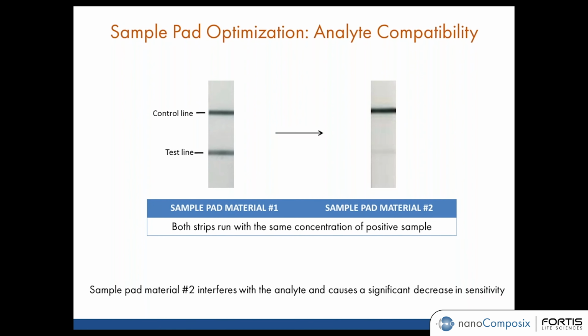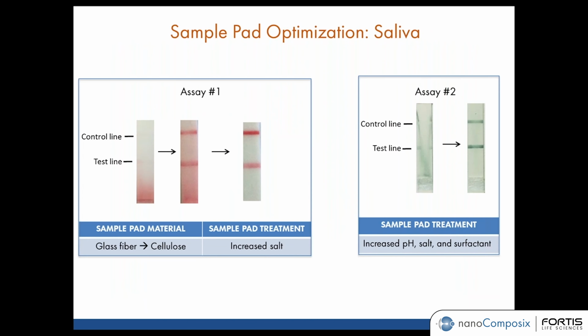The main point here is that if you performed all of your optimization with sample pad number 2, you will never see the full potential of your assay system. Another important point is that sample pad number 2 could be optimal for a different test, which makes it important to screen for each individual assay. Another important factor is to optimize for the particular sample medium that you're using.